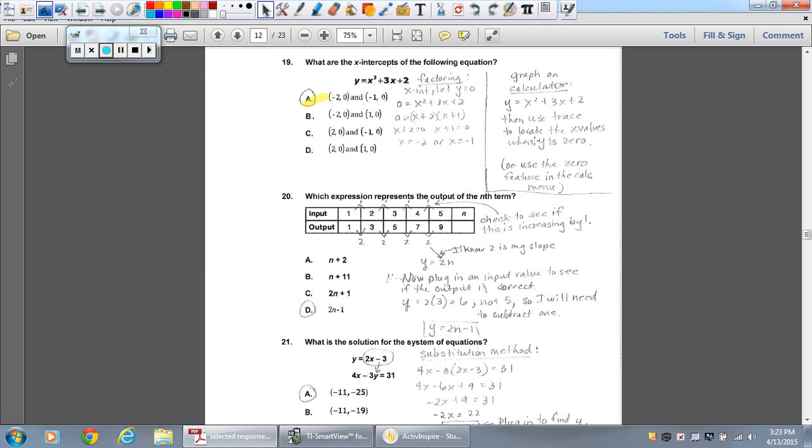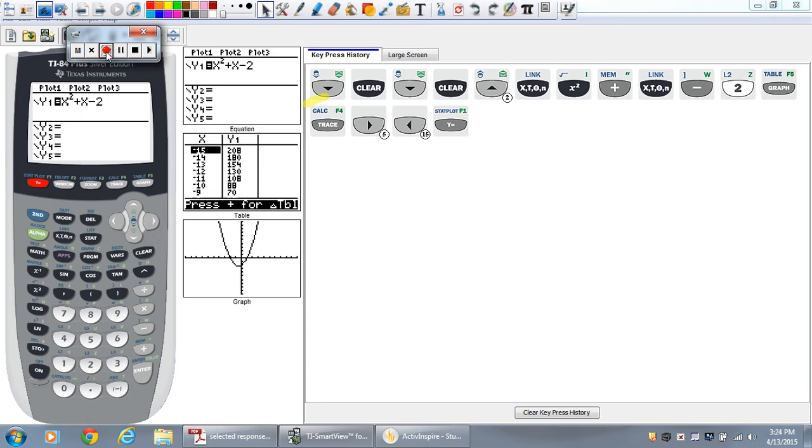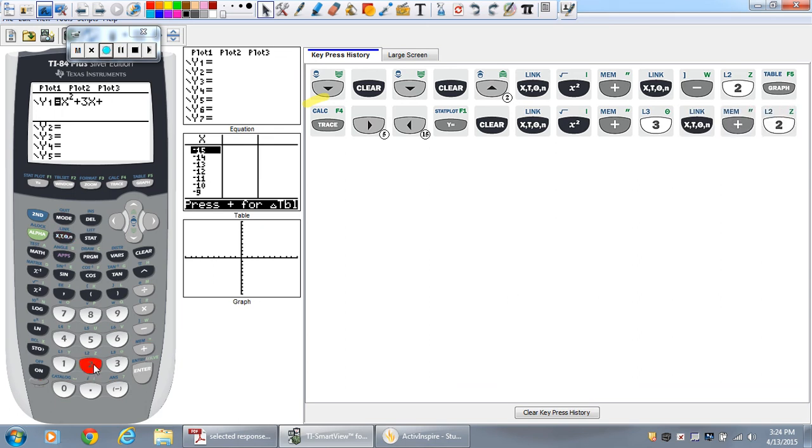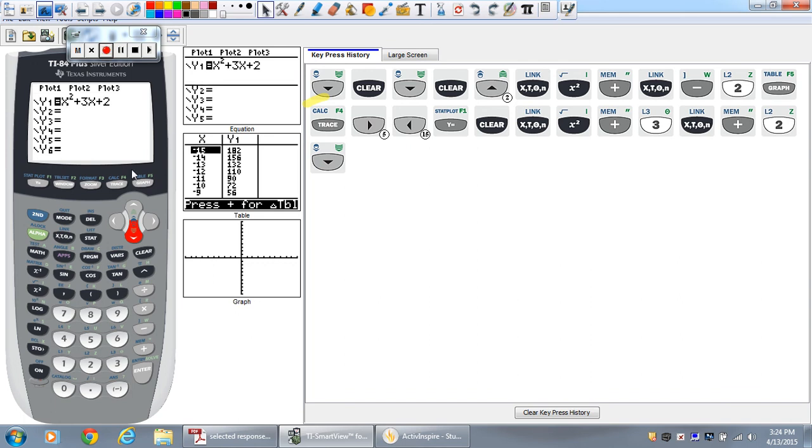You could use trace to locate the x values, or use the 0 feature in the calculator. So I will show you that one more time. I'm going to clear out what's in my calculator. I went to the y equals screen, and I'm clearing that out. And I'm going to type that equation in just as I see it. Y equals x squared plus 3x plus 2. So there's my equation. My equal sign is on, and I'm going to graph that to see what it looks like.